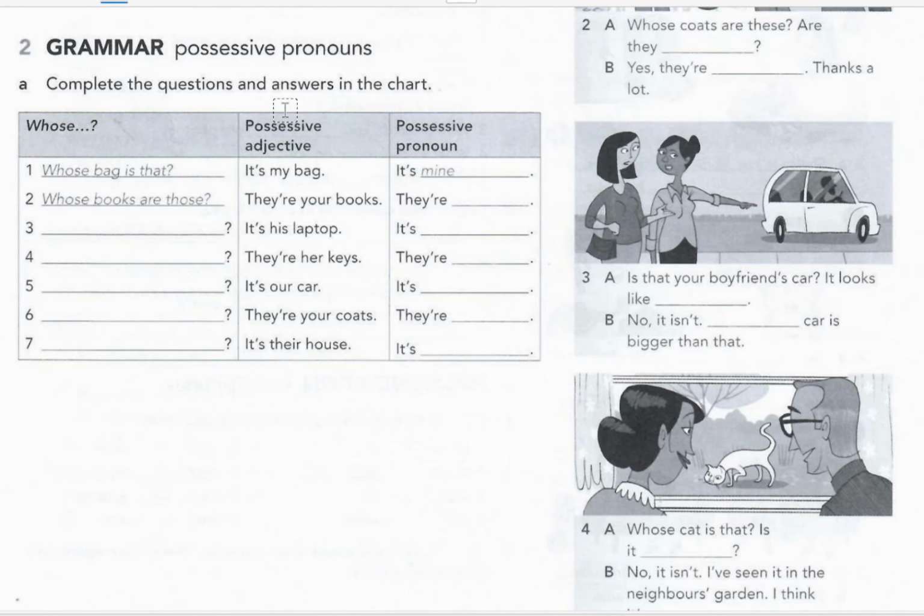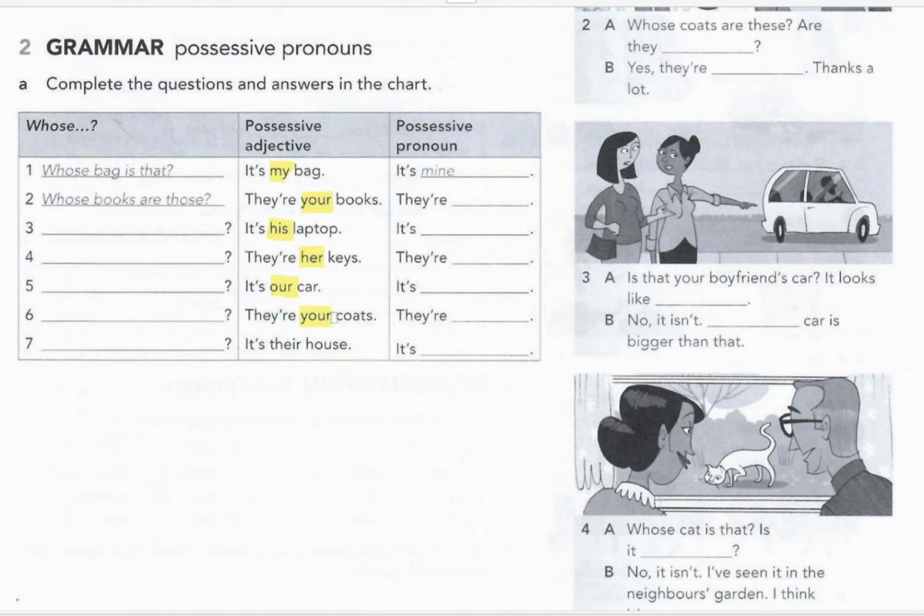So we've got possessive adjective, it's my bag. And possessive pronoun, it's mine. So possessive adjectives, as you can see, I'm going to highlight for you. This is my bag. My is a possessive adjective. Your is a possessive adjective. His, possessive adjective. Her is for girls. Our, plural, we.